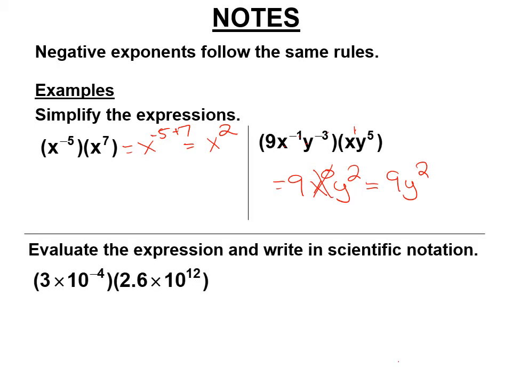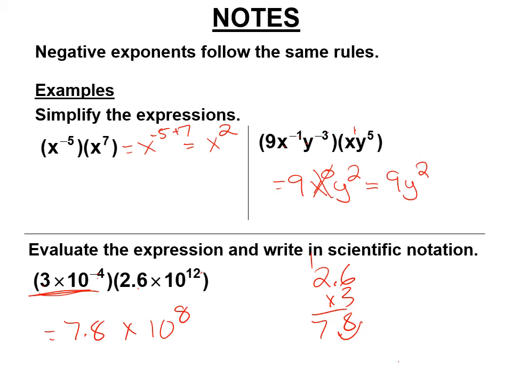Scientific notation. You can multiply a small number like 3 times 10 to the negative fourth. That is a fraction times a big number. So we do 3 times 2.6, and I'm getting 7.8. And then you add the exponents, negative 4 times 10 to the 12th. Negative 4 plus 12 is 8. And that is 7.8 times 10 to the 8th.